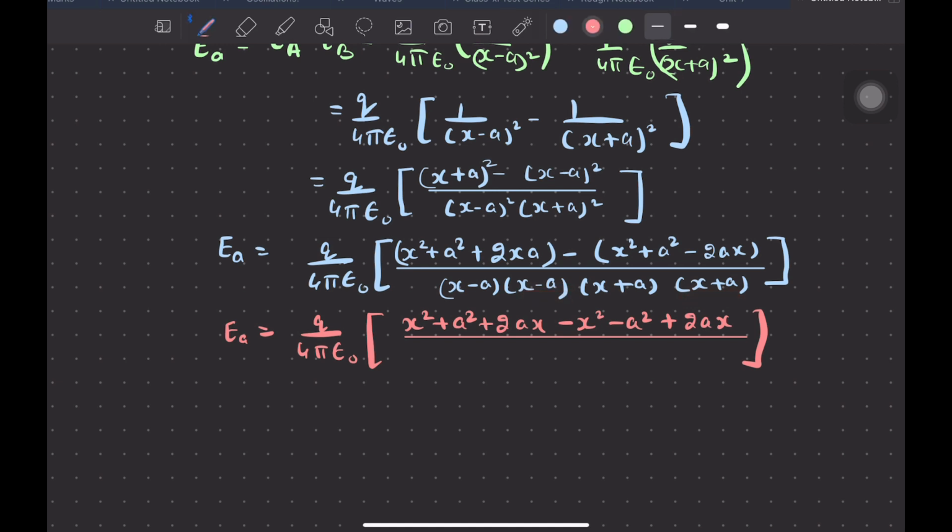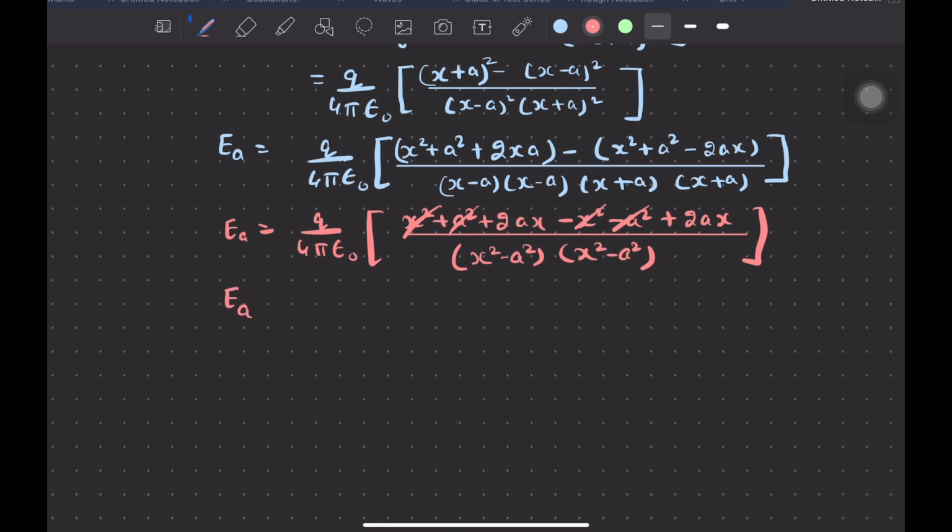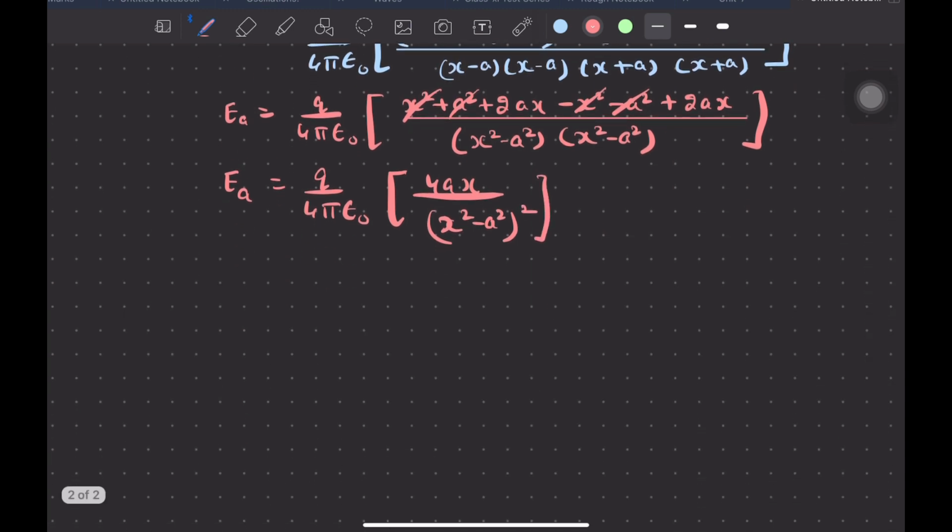So doing this, combining the brackets, we will get (x square minus a square) into (x square minus a square). So cancelling out this x square, this a square, we are left with the electric field intensity on the axial line equal to q upon 4 pi epsilon naught 4ax upon (x square minus a square) whole raised to power 2, its whole square. So we are very near to the end of the article, so we are going to find the final result.